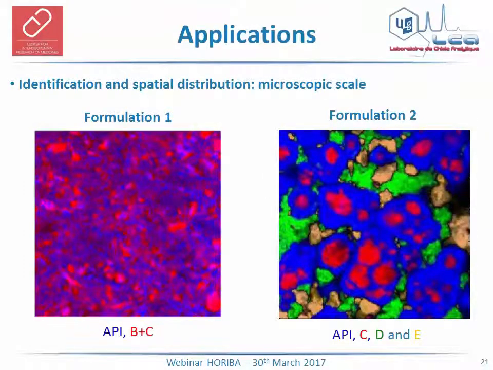Thanks to the spatial distribution at microscopic scale of the main components of a solid dosage form, this technique can also be used to determine the influence of formulation on the spatial distribution of the API. As shown on this slide, the comparison between two formulations, 1 and 2, containing the same API colored in blue, is easy and obvious. The structure of both formulations is not the same.